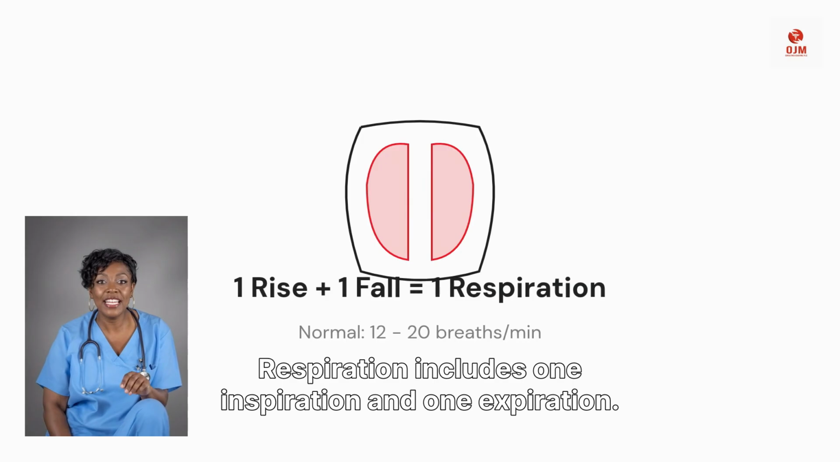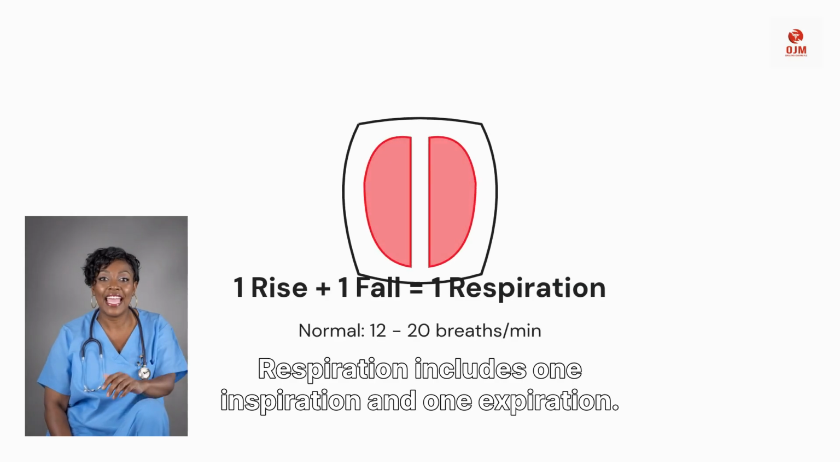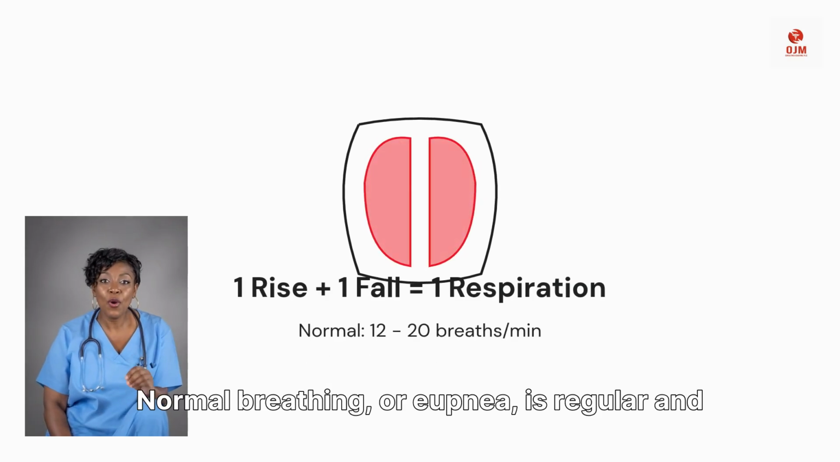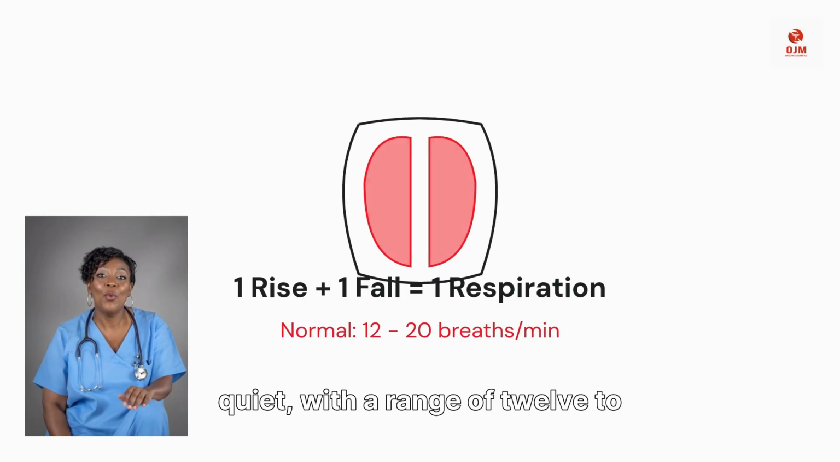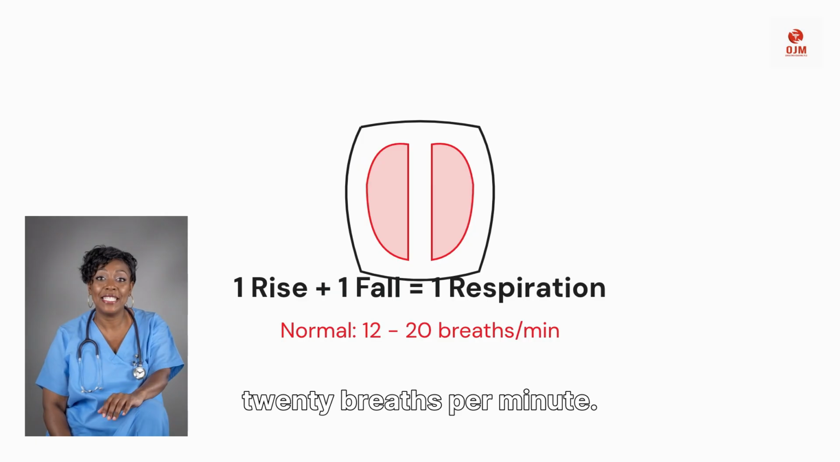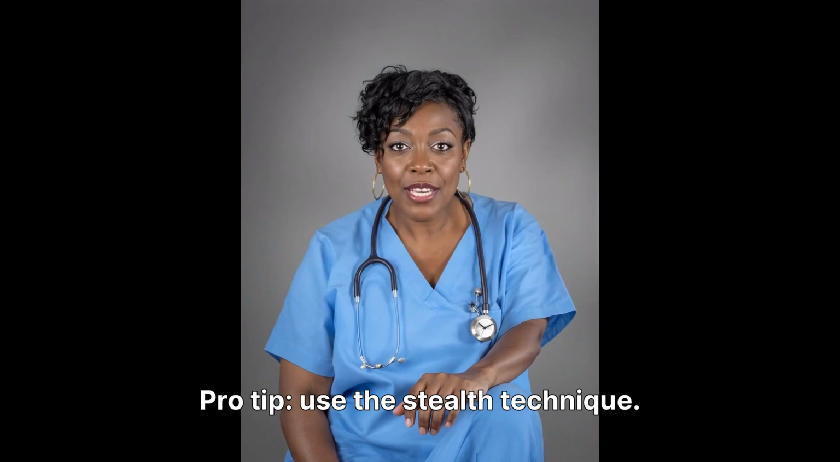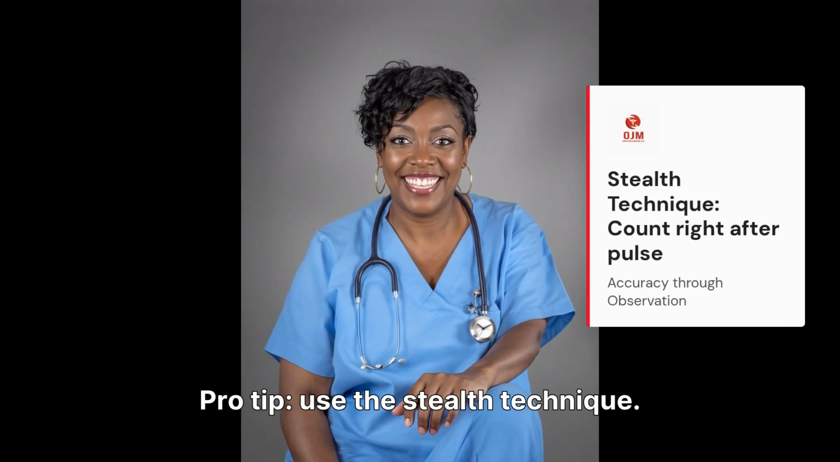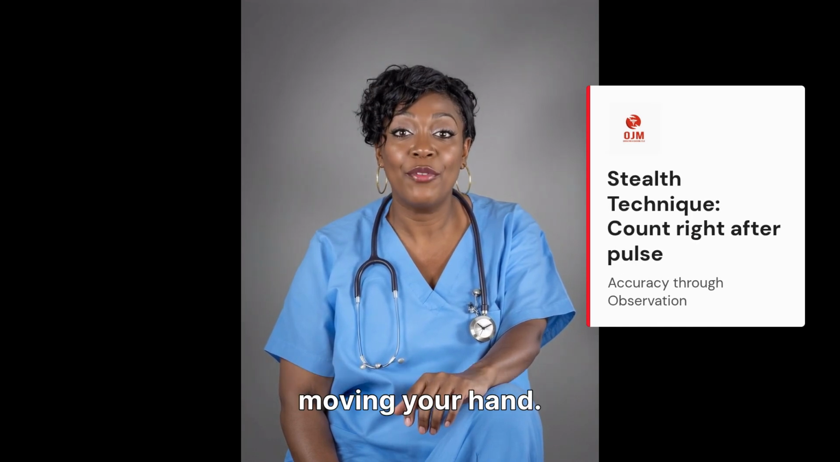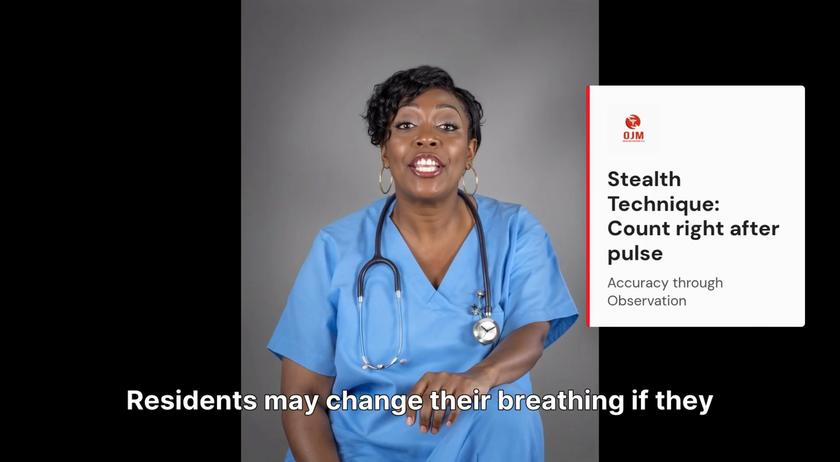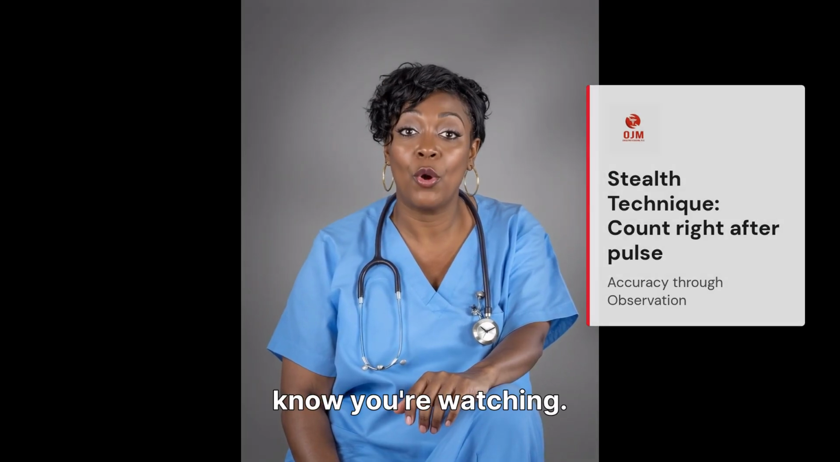Respiration includes 1 inspiration and 1 expiration. Normal breathing, or eupnea, is regular and quiet with a range of 12 to 20 breaths per minute. Pro tip: use the stealth technique. Count respirations immediately after the pulse without moving your hand. Residents may change their breathing if they know you're watching.